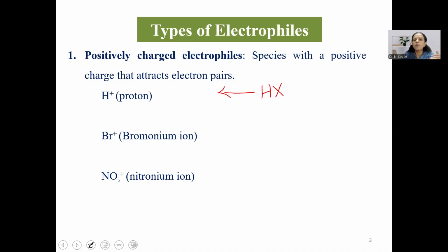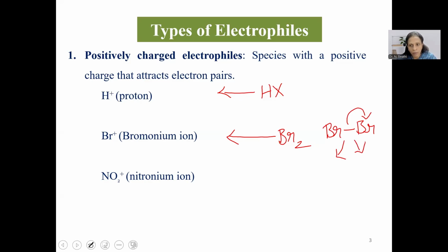Similarly, the bromonium ion will be formed from the bromine molecule. The bromine molecule consists of two bromine atoms. When the bond present in the bromine molecule undergoes heterolysis, that means the bonded pair will move towards any one of the bromine atoms, then it generates two types of ions. The bromine atom which gets the electron pair becomes electron rich, so it will form Br minus ion, which is known as bromide ion.